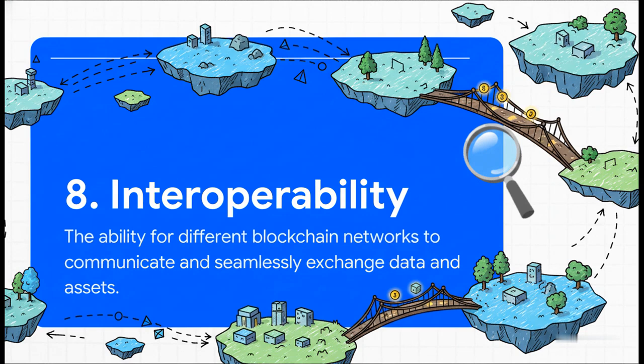And finally, number 8, interoperability. Right now, a lot of blockchains are kind of like their own separate islands. They can't talk to each other. Interoperability is the quest to build bridges between them, to let them communicate and exchange data or assets. Imagine being able to take a digital sword you earned in one blockchain game and sell it on a marketplace that runs on a completely different blockchain. That's the goal.